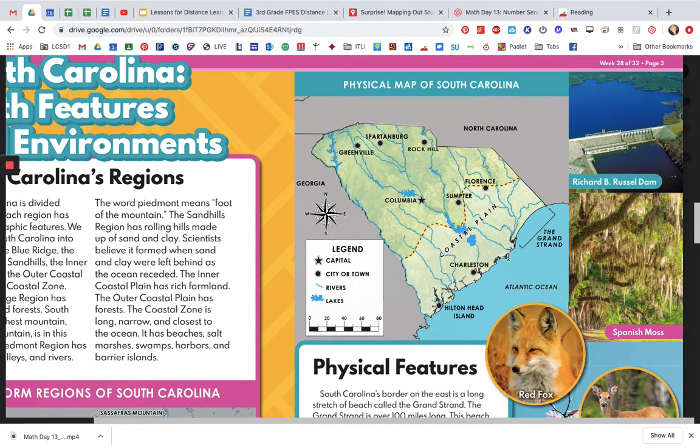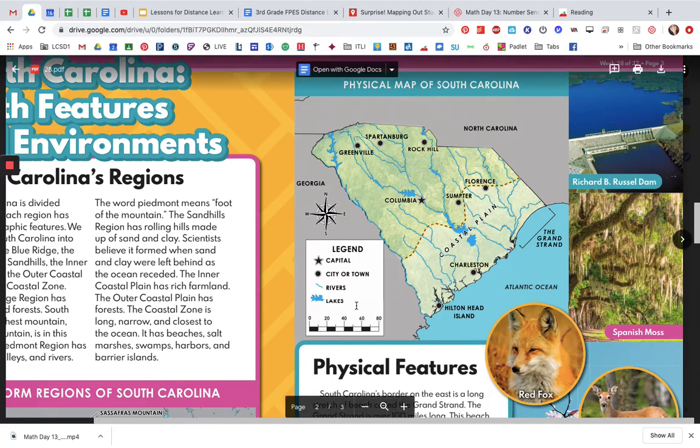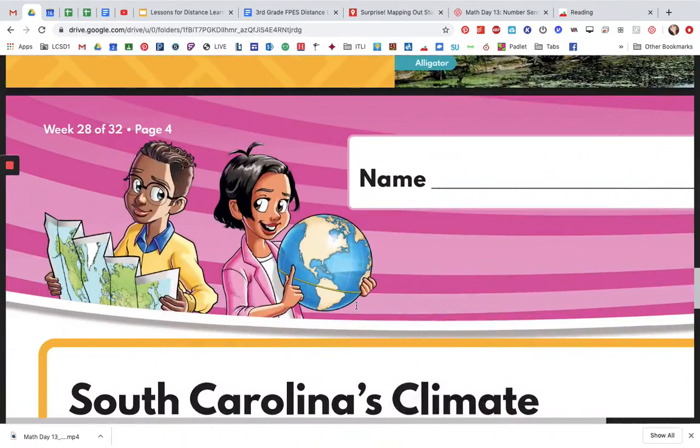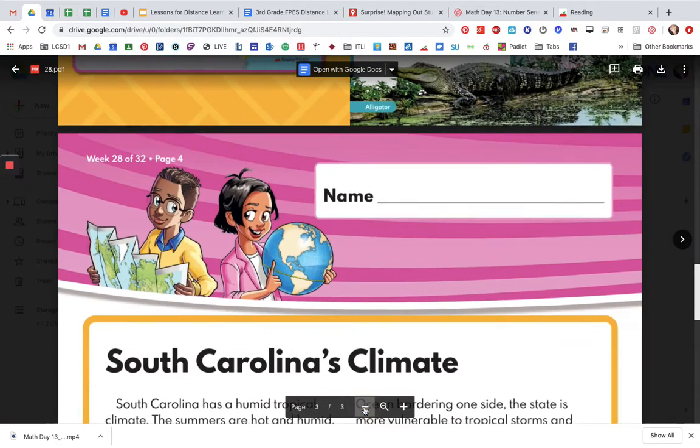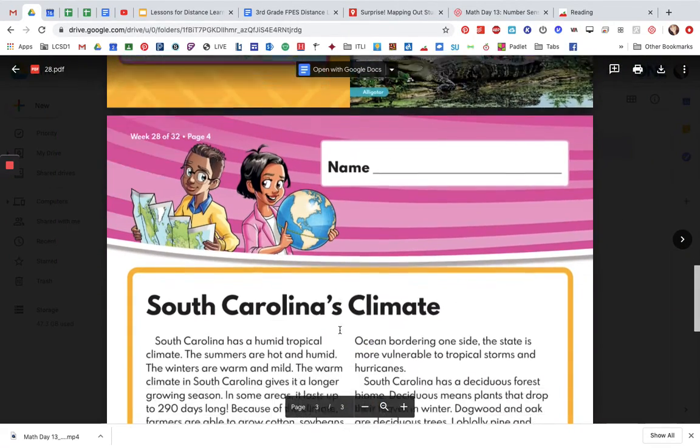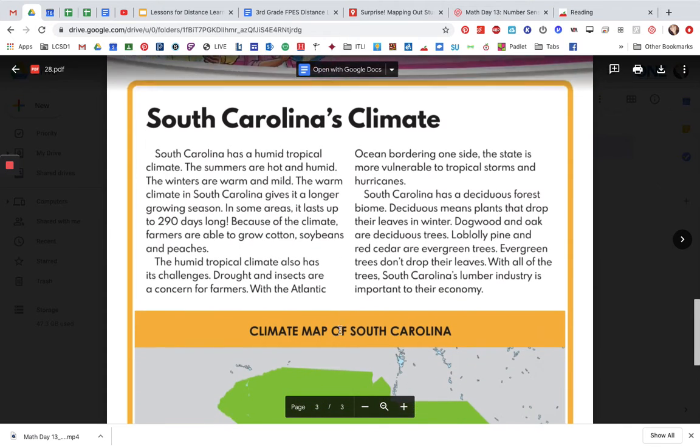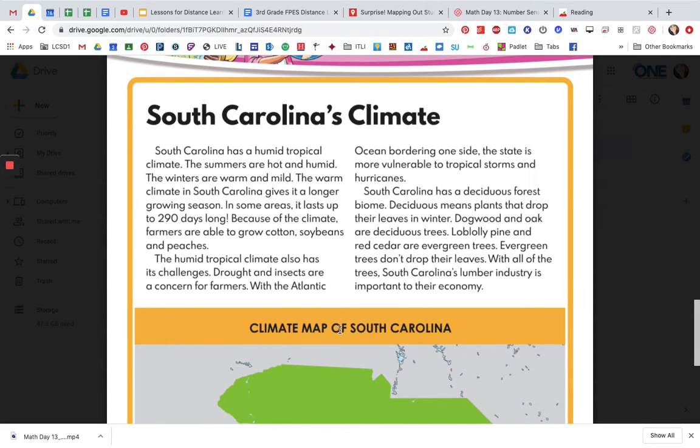All right, and then we're going to move on to day 16. And day 16 is on this page. We're going to zoom out a little bit. And it's called South Carolina's Climate. So I'm going to go ahead and get started reading that to you. And then you're going to have some questions to answer again. South Carolina's climate. Oh, first, let's talk about this. Climate. What is climate? Well, climate is usually referring to the weather that we have here in South Carolina. So let's go ahead and read about our weather.